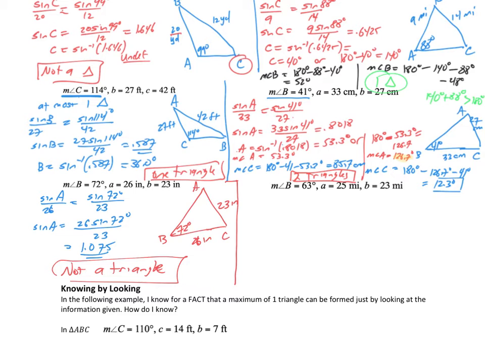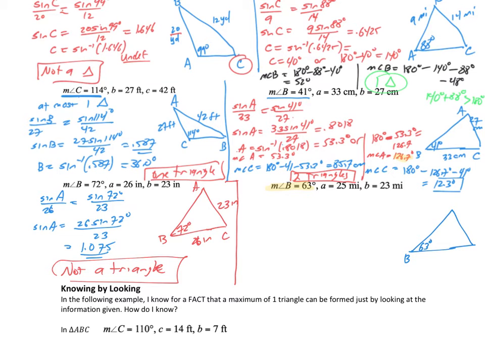And let's do the last one where we're supposed to determine the number of triangles. So I'm going to make a sketch. First note that this is an acute angle that we're given. So we have the possibility, all three possibilities, 0, 1, or 2 triangles. So I'm going to make a sketch just to help me visualize it.